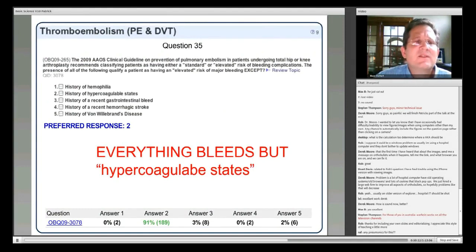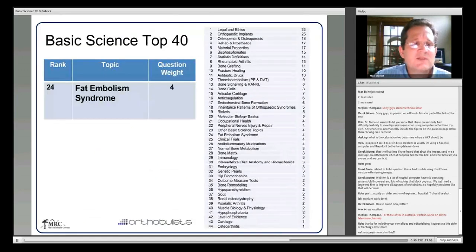So when we get back to the question, what they're asking is, all of the following includes the patient having an elevated risk except, well, hemophilia makes you bleed, a GI bleed, you already bled, a hemorrhagic stroke, you already bled, and you do need to know that von Willebrand's disease makes you bleed. So everything bleeds in this question except for number 2, and that's why 91% of y'all got it right.